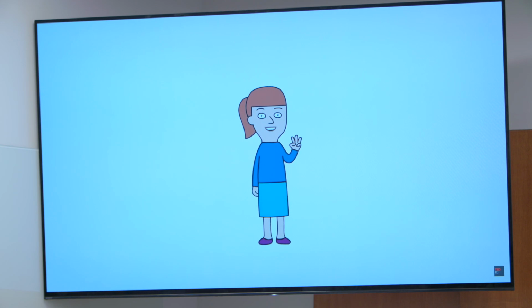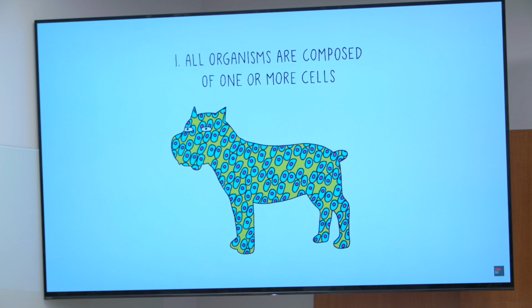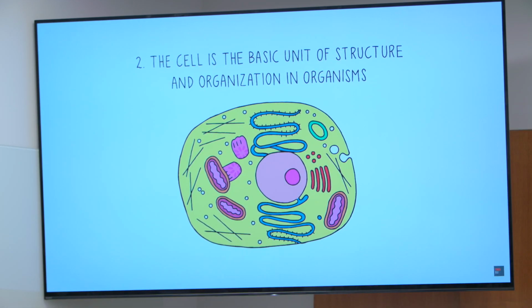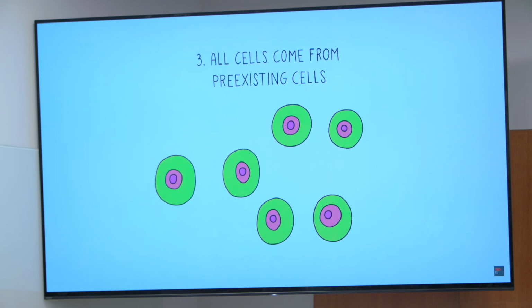There are three parts to the cell theory. 1, all organisms are composed of one or more cells. 2, the cell is the basic unit of structure and organization in organisms. And 3, all cells come from pre-existing cells.